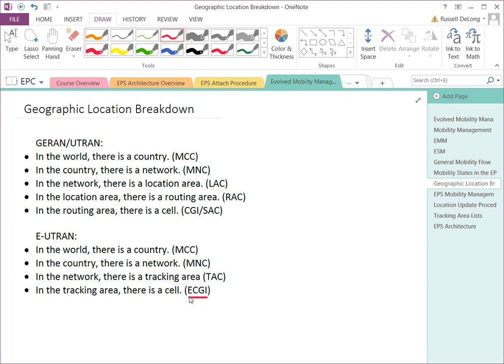If you have an ECGI value, if you're looking at one, you can actually derive the TAC. What happens is the first byte of an ECGI is the TAC, and the second byte is the cell ID. So if you know the ECGI, some quick math is just divide it by 256 and then round down, and you'll get the TAC from the ECGI. It's just a quick tip there, I guess.